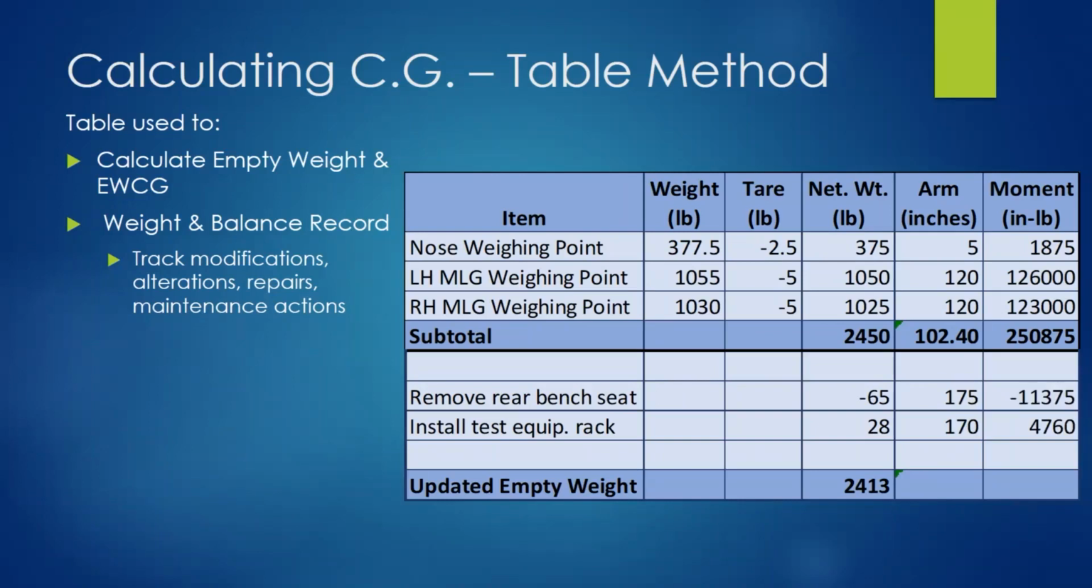And then we multiply, and you'll notice that the removed bench seat has a negative moment because we have a negative weight. So a negative times a positive is a negative, right? So negative 65 times 175 gives us that negative 11,375. And then our positive weight of the new rack going in times the arm of 170 gives us 4,760.